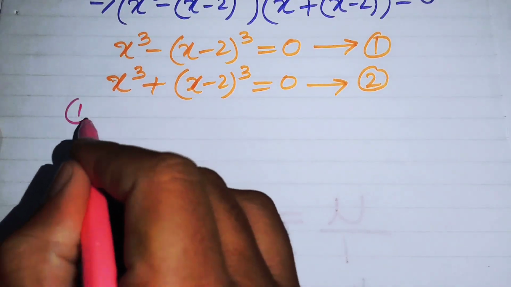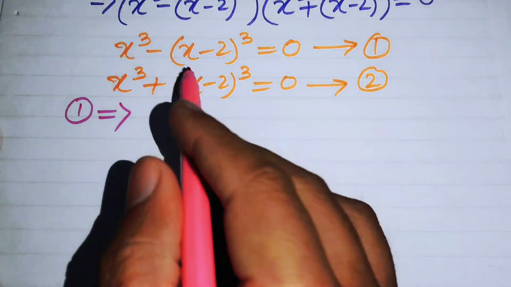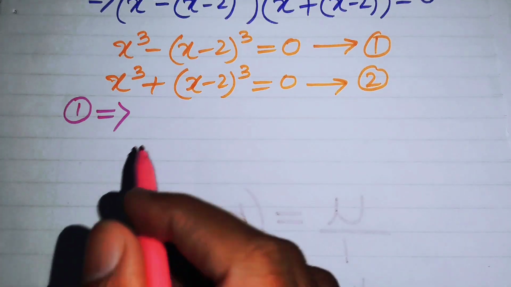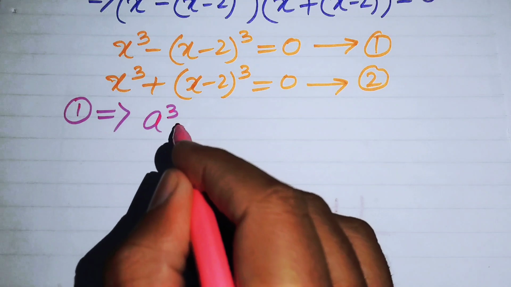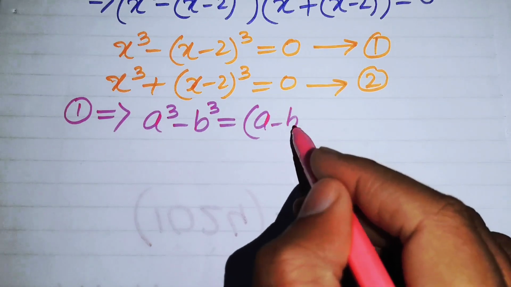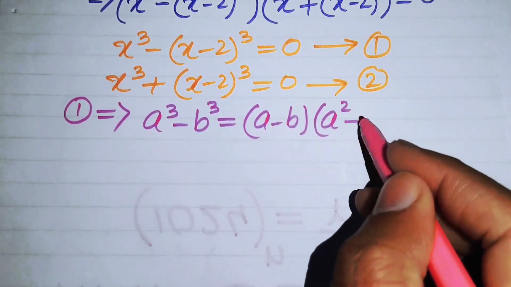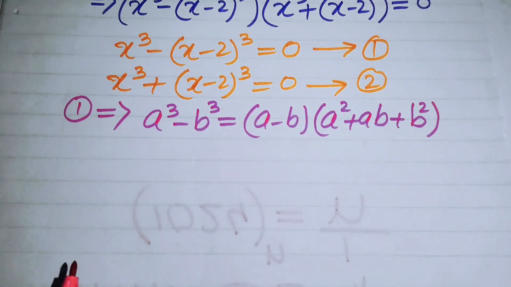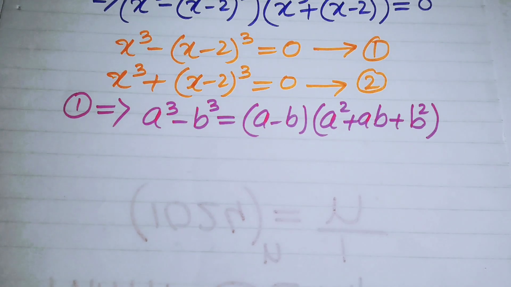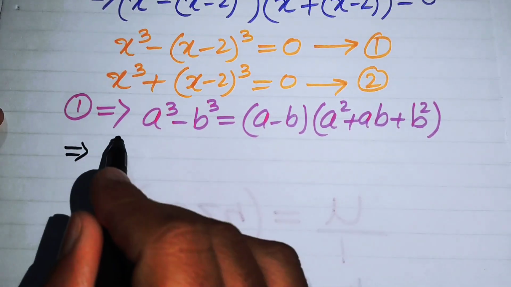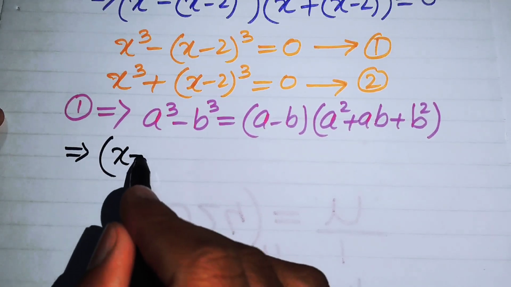So equation number 1 implies that we have x cubed minus (x minus 2) cubed, and now we can use the nice cubic formula. You write a cubed minus b cubed equals (a minus b) times (a squared plus ab plus b squared). This is our cubic formula, and now we can use this cubic formula on the above equation number 1.